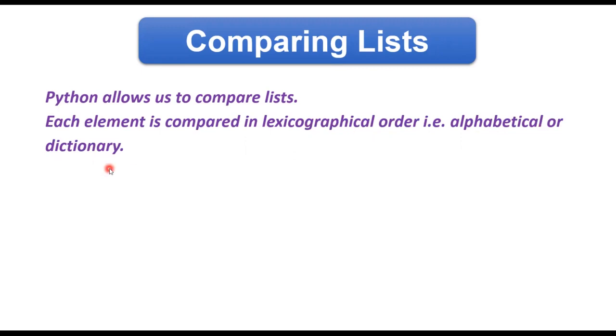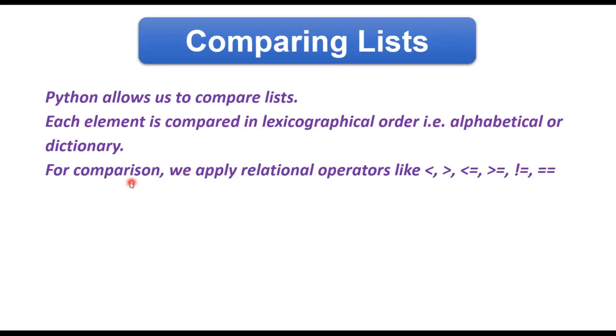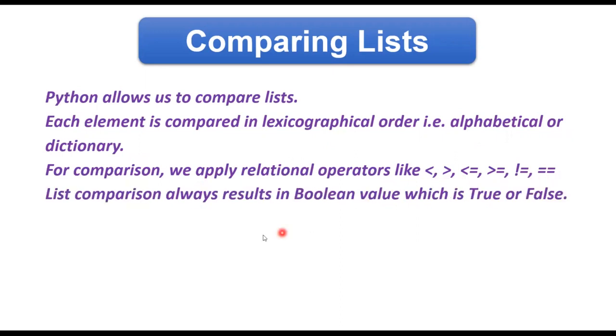Like whenever we need to search any contact number in the dictionary, we always make a search according to alphabets. That means according to names. Similarly, if I'm going to compare my two lists, then I will make the comparison on the basis of elements stored in the list. For comparison, we apply relational operators like less than, greater than, less than or equal to, etc. And we always get either true or false as a result. And true and false, these two values are known as Boolean values.